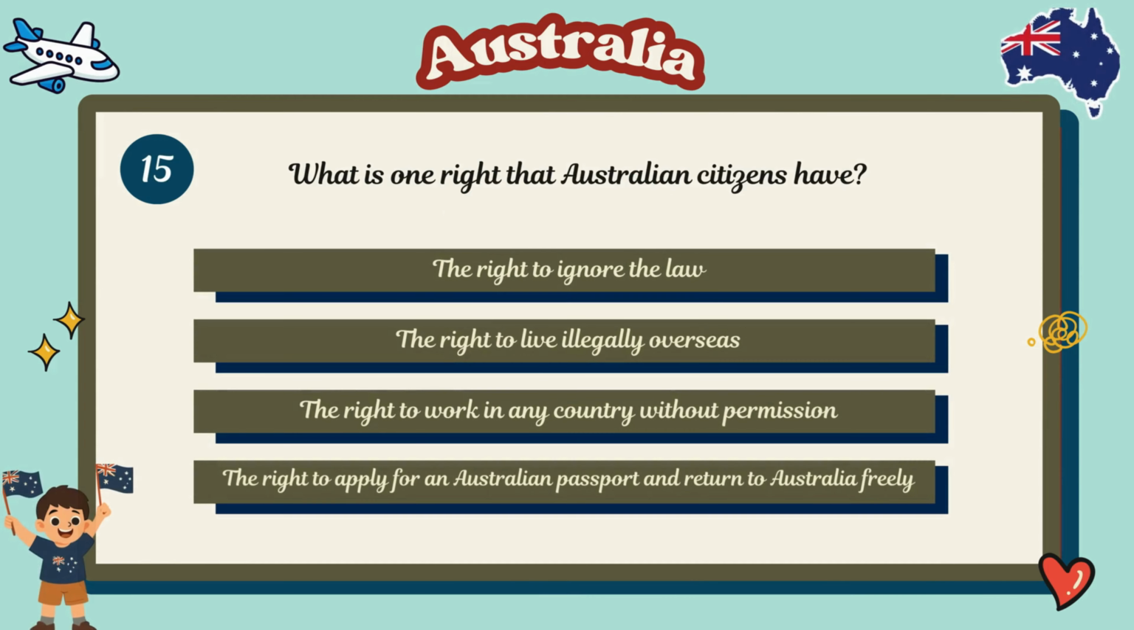Question 15. What is one right that Australian citizens have? A. The right to ignore the law. B. The right to live illegally overseas. C. The right to work in any country without permission. D. The right to apply for an Australian passport and return to Australia freely.